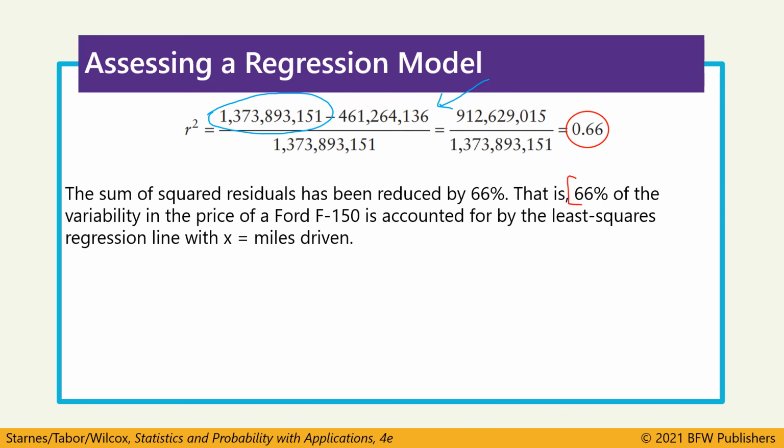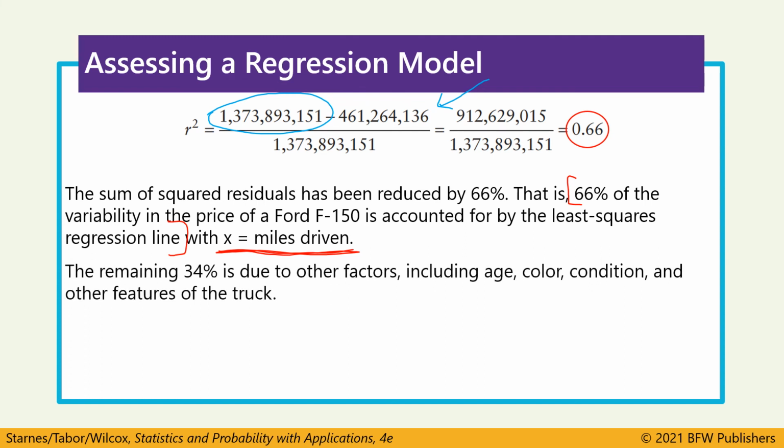In other words, 66% of the variability in the price of a Ford F-150 is accounted for by the least squares regression line when we know how many miles that truck has been driven. It's not 100%. The leftover from this, the other 34%, is because there's other factors at play here. It's not just based on the miles that tells us how much this car is worth. There's things like the age of the car, the color, the condition, etc.